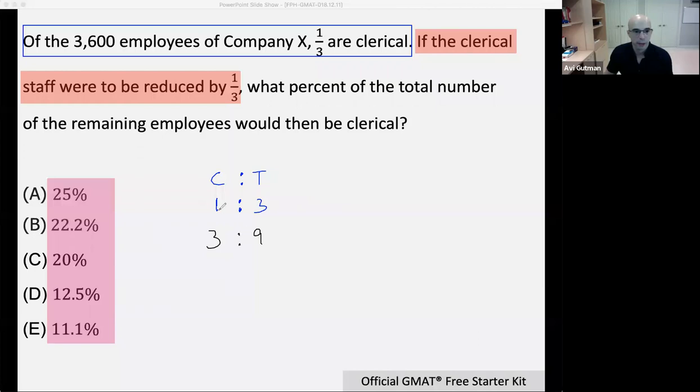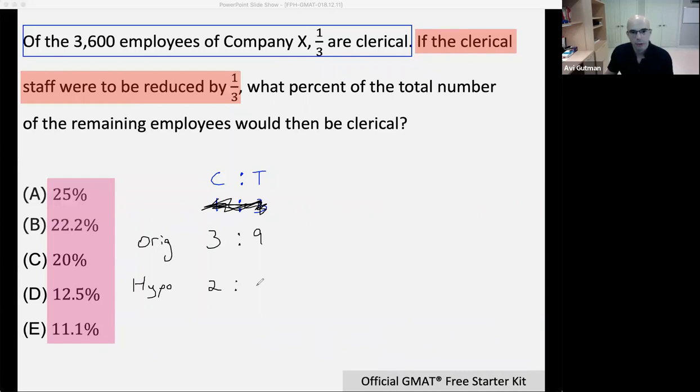So instead of 1 and 3, I'm going to use 3 and 9. So that no longer exists. I rethought my initial ratio and decided actually I want to call them 3 and 9 because 3 is going to be very easy for me to reduce by 1/3. So that's going to be 2. So our original number of clerical employees was 3, and now in this hypothetical situation, if the clerical staff were to be reduced by 1/3, that would be 2.